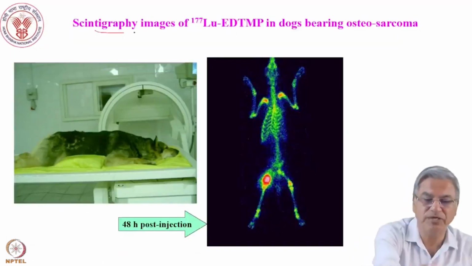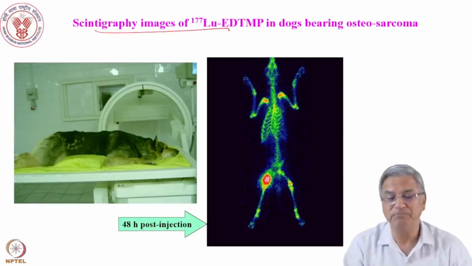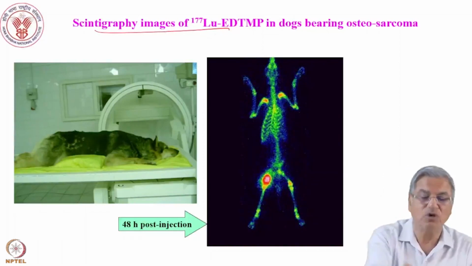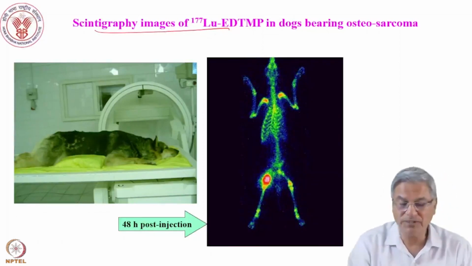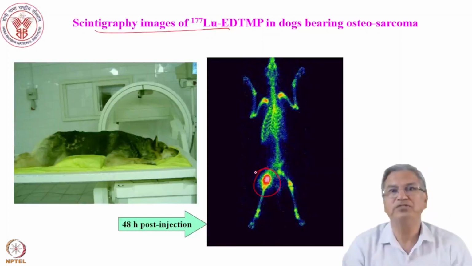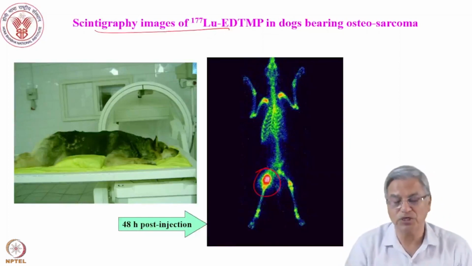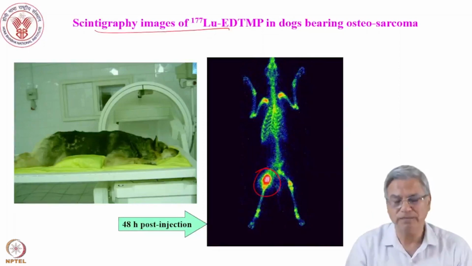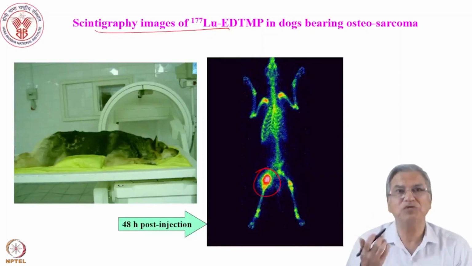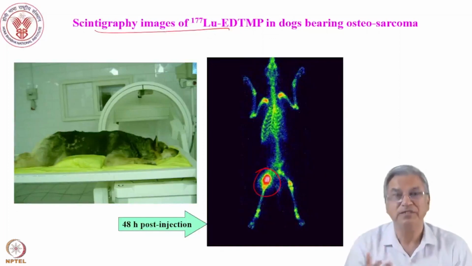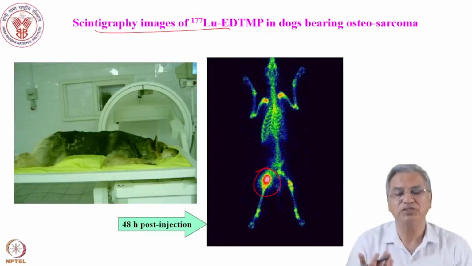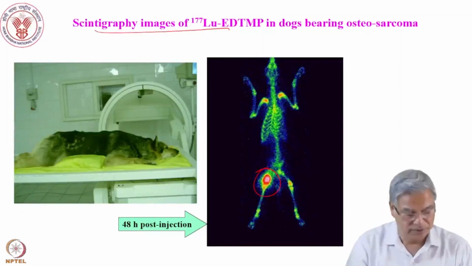Similarly, you have this scintigraphy image of lutetium-177 labeled EDTMP in dogs, which were found to be having osteosarcoma. So you can see this is how you keep the patient in the SPECT machine, and you can see the inflammation. That sarcoma, the particular tumor in the animal, can be seen in bright intensity of the radiation. The radioisotope is going and depositing there. So even the lutetium-177 not only can do the diagnosis by means of gamma ray, you can also do the treatment, because the therapeutic application requires emission of high energy beta particles, which lutetium-177 emits.